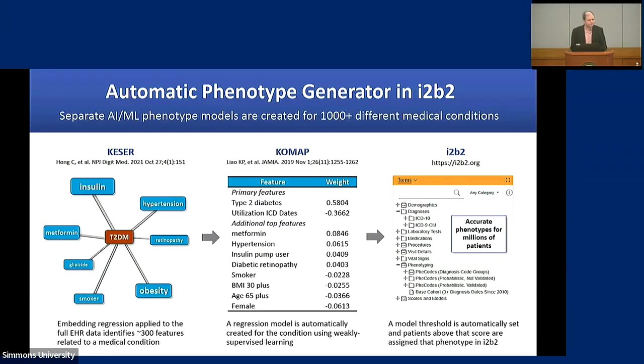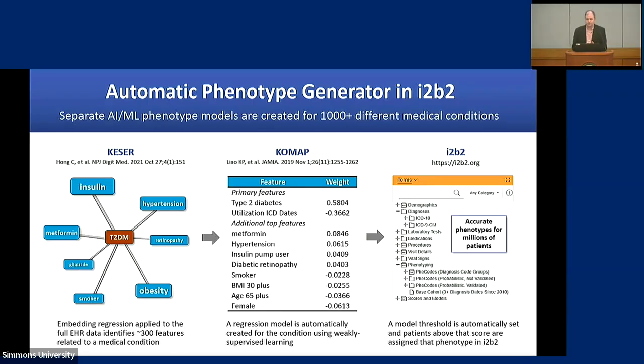So there's a couple algorithms that go into this pipeline. The first is KESER. This is using something called embedding regression to take all the co-occurrences of codes in your system and figure out what concepts or clinical features are most relevant to a disease. So we'll see that type 2 diabetes has co-occurrences with things like insulin and hypertension, retinopathy, obesity, and it'll identify those as related to your condition. But that alone is not a model. The second step is called COMAP. That then uses regression to assign weights to those different features. And that's where now you have a machine learning model.